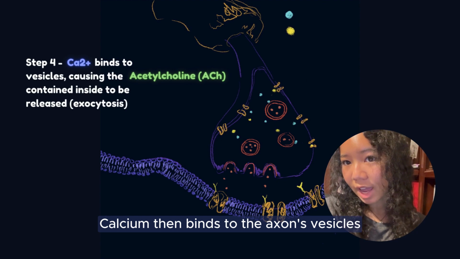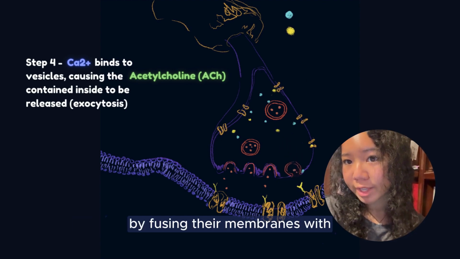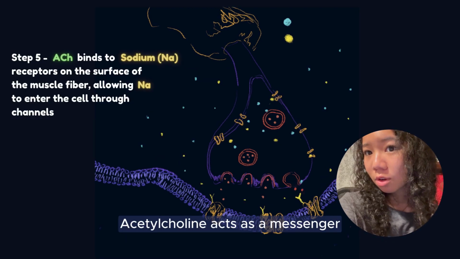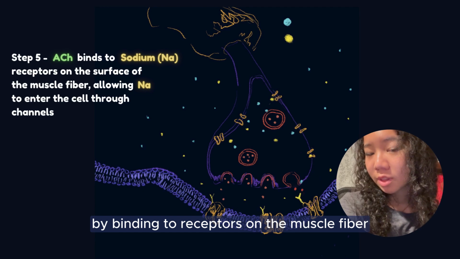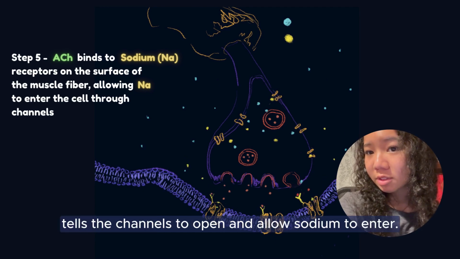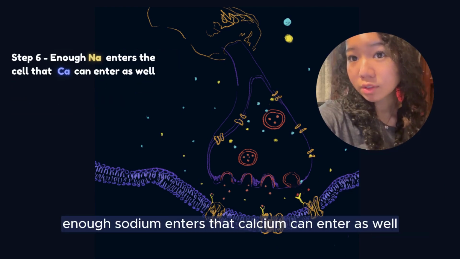Calcium then binds to the axon's vesicles, which release the neurotransmitter acetylcholine by fusing their membranes with the membrane of the axon in a process called exocytosis. Acetylcholine acts as a messenger by binding to receptors on the muscle fiber's sodium channels. By binding to the receptors, acetylcholine tells the channels to open and allows sodium to enter. Eventually, enough sodium enters that calcium can enter as well.